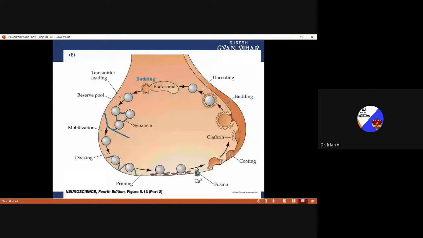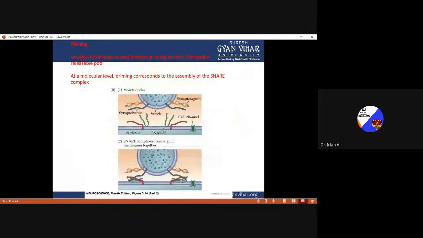You have to see that this is the process: budding, docking, priming, and now fusing. Priming is the process where the vesicles in the reserve pool undergo priming to enter the readily releasable pool, which is ready to release its content and fuse with the membrane at the site of the synaptic bouton. At the molecular level, priming corresponds to the assembly of the SNARE complex.